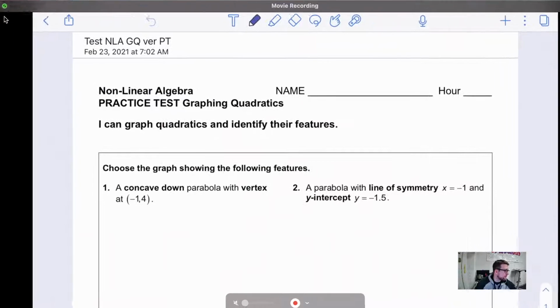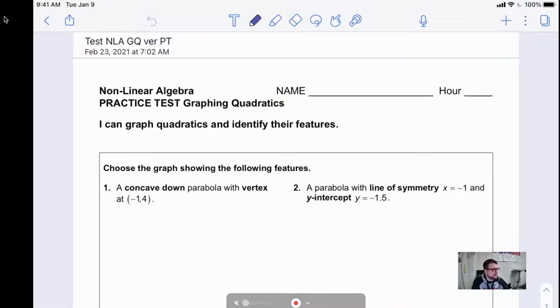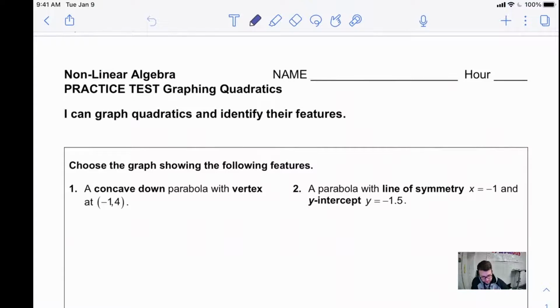We're going to be focusing right now on the practice test for our graphing quadratics chapter. So just like always, I'm going to go through the practice test. I want you guys to try to take away as many skills and strategies as you can to help you prepare for that test that you're going to be taking in here tomorrow.